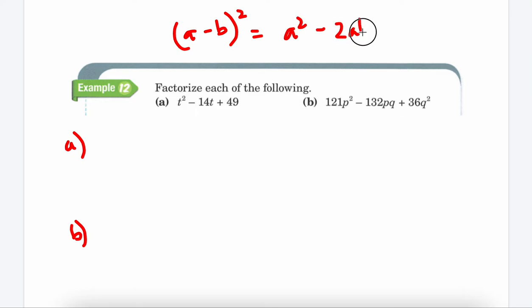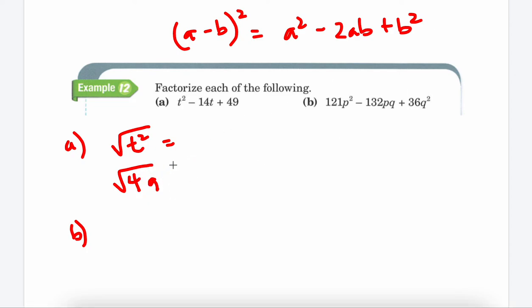Okay, so as a refresher, it looks like this. Remember, the inside is minus and doubled. The last term ends up being positive because negative times negative is positive. So let's go ahead and try square rooting and checking our work. Okay, t squared, if I square root that, I just get t, because t times t gets me to t squared. Square root of 49 is 7. So this looks like it should be t minus 7, squared.